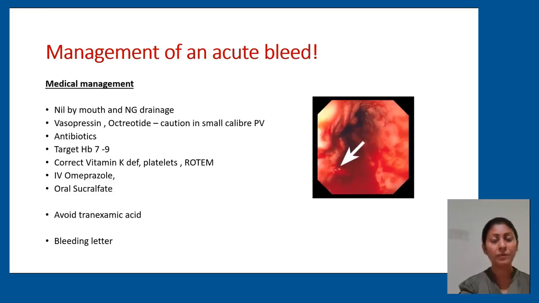It's very important you give a bleed letter to the child on discharge. The bleed letter would carry all the information to be done in an acute bleed. If the child presents with an acute bleed next time, even the house officer would see the written instructions for management of an acute bleed. That is the meaning of a bleed letter.